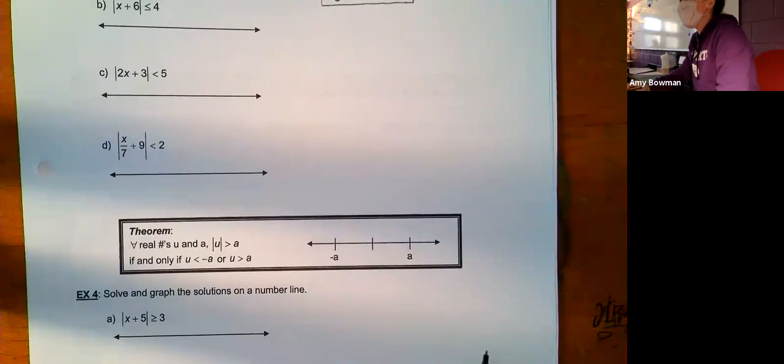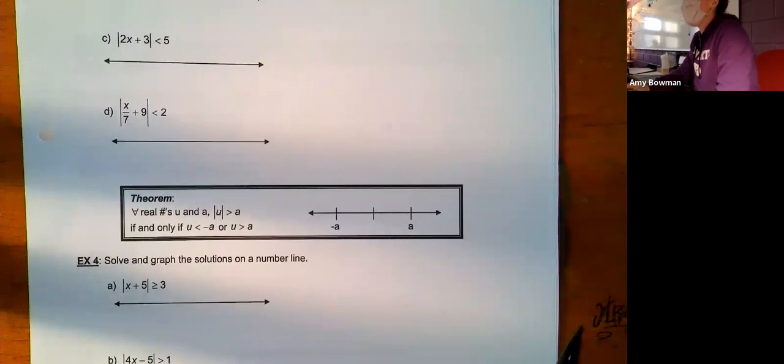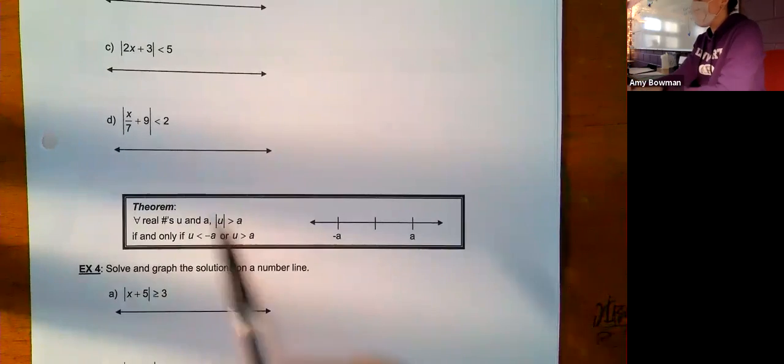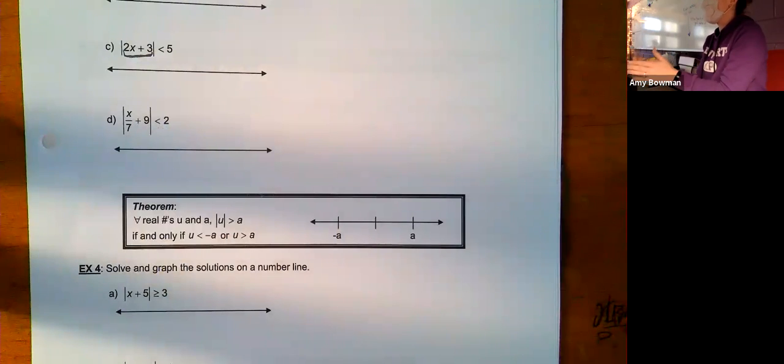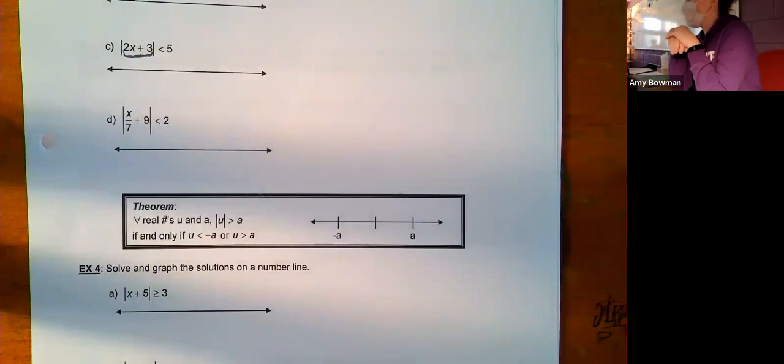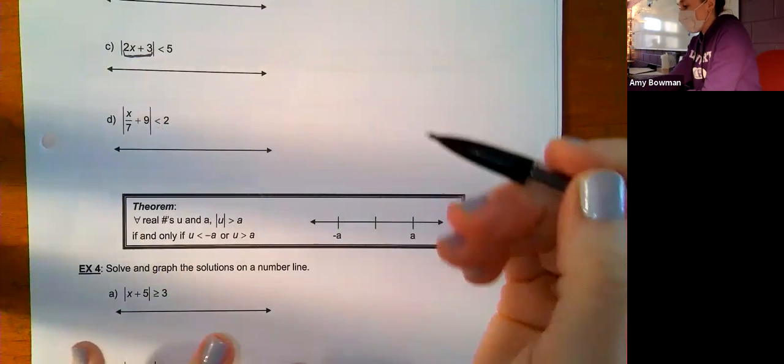The absolute value of 2x plus 3 is less than 5. So 2x plus 3, that whole chunk of stuff, is no more than 5 away from 0. So what's my double inequality going to be?